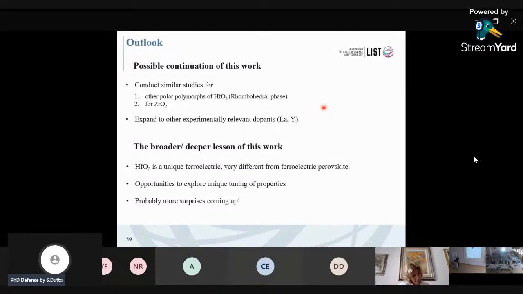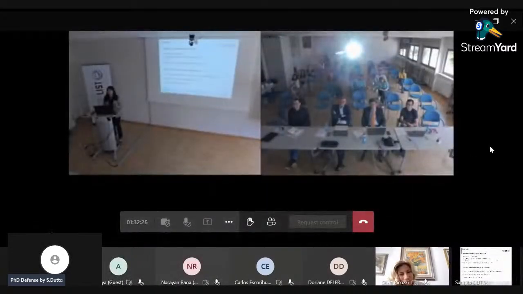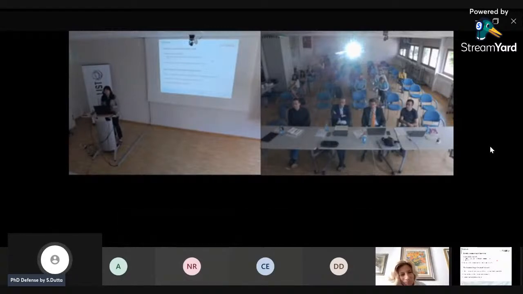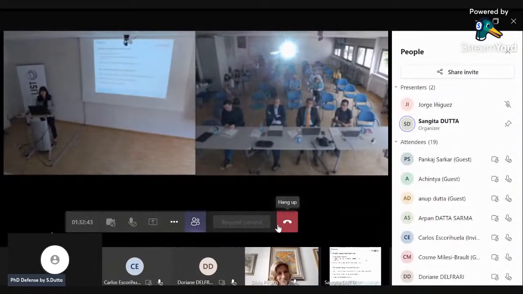But most importantly, what I want to tell you today is the broader or deeper lesson I have learned from this work. Hafnia is a very unique material, very different from perovskite oxides. There are ways you can use hafnia, properties of hafnia, you cannot even imagine doing with perovskite materials. So from the beginning, when we are working with hafnia, we should be careful and we should not imagine that we simply follow the trend in the perovskite literature. And maybe there are opportunities to explore its unique tuning properties, and who knows, maybe more surprises will come up.